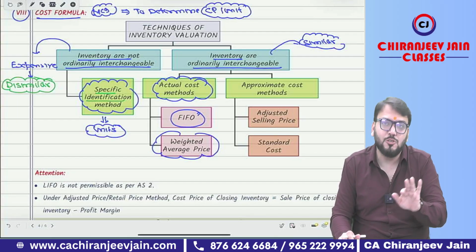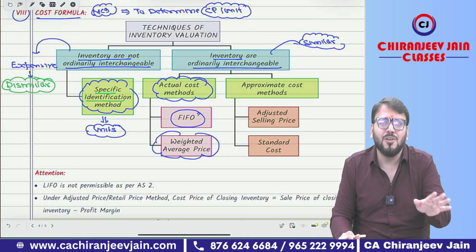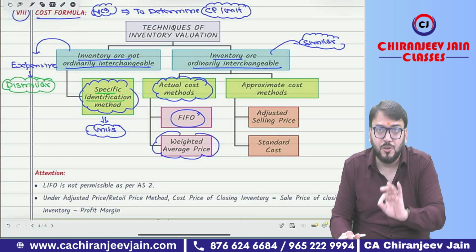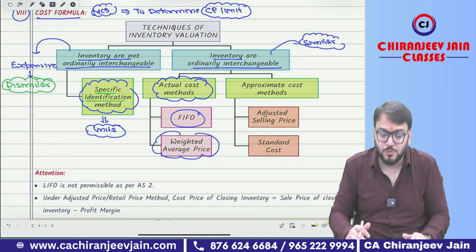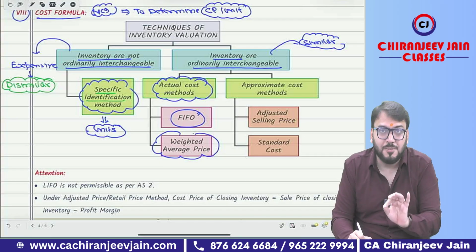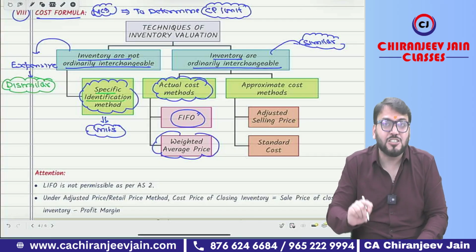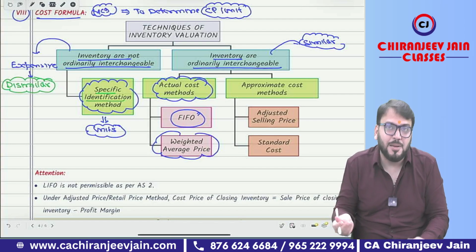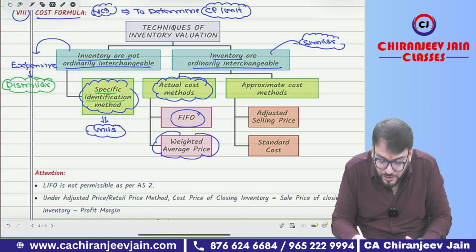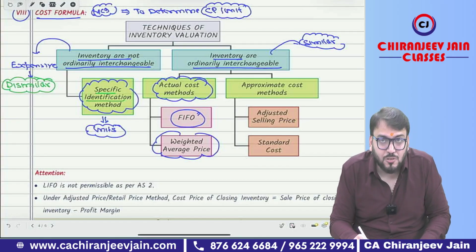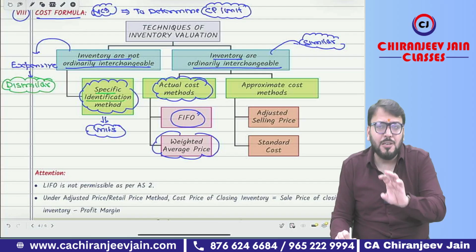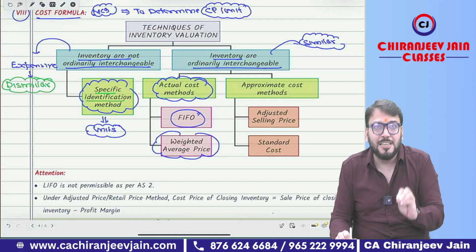From my point of view, you have done this in your CA Foundation, or in your BCom also, if you are from direct entry, you know about FIFO and weighted average price method. But I will take one question to give a revision. FIFO means first in, first out. When the actual cost can be determined, then we apply FIFO or weighted average price method.